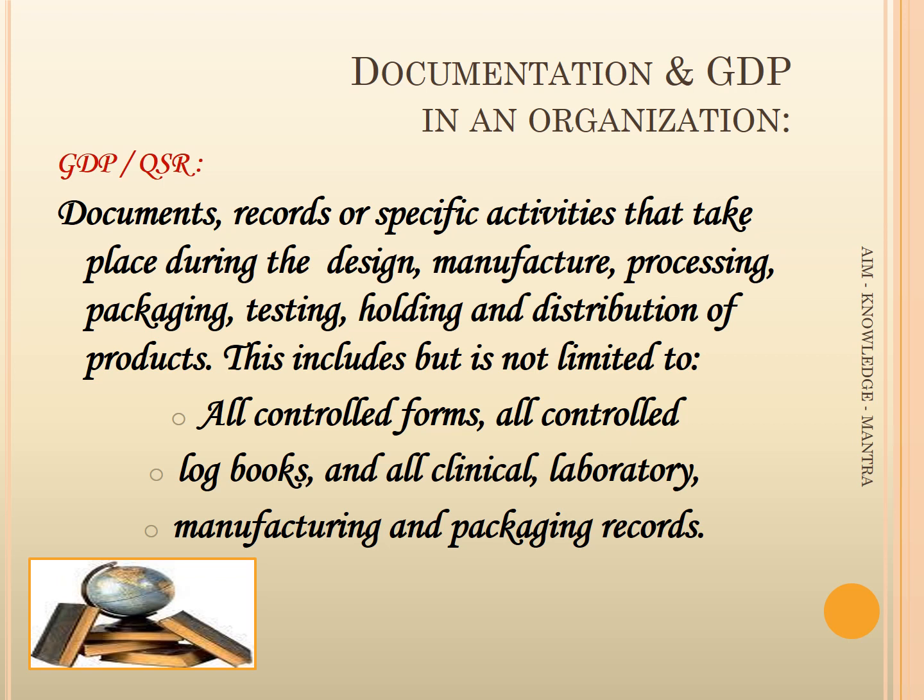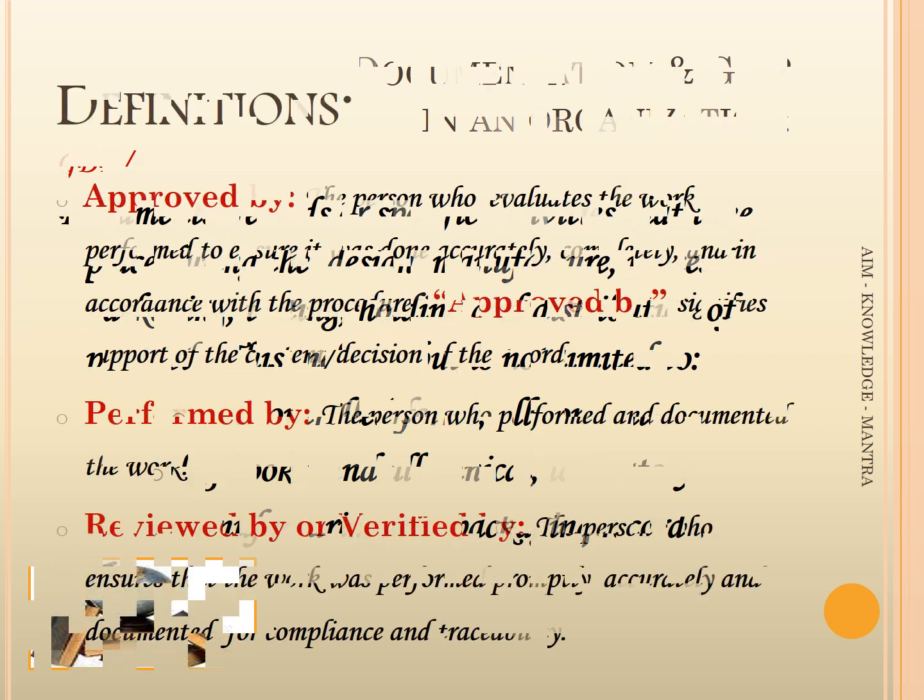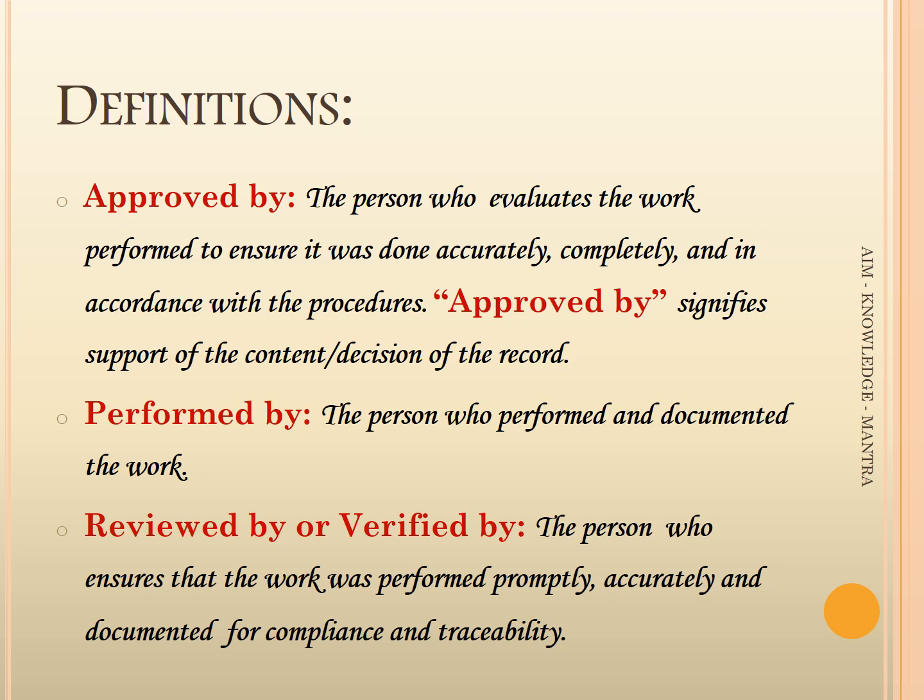GDP/QSR. Documents, records or specific activities that take place during the design, manufacture, processing, packaging, testing, holding and distribution of products. This includes but is not limited to all controlled forms, all controlled logbooks, and all clinical, laboratory, manufacturing and packaging records. Definitions: approved by is the person who evaluates the work performed to ensure it was done accurately, completely, and in accordance with the procedures.